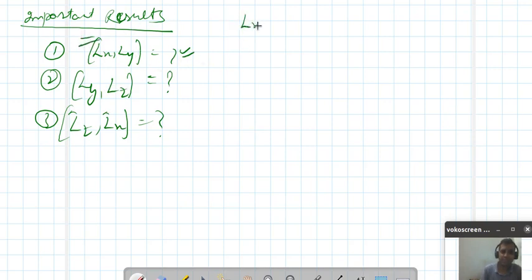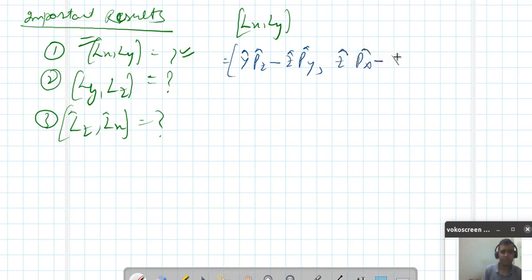So Lx, Ly, its commutator. Its commutator can be written by substituting their values. So if I substitute their values, it is (y pz minus z py), and as we did earlier, (z px minus x pz), right? So now what do we do?